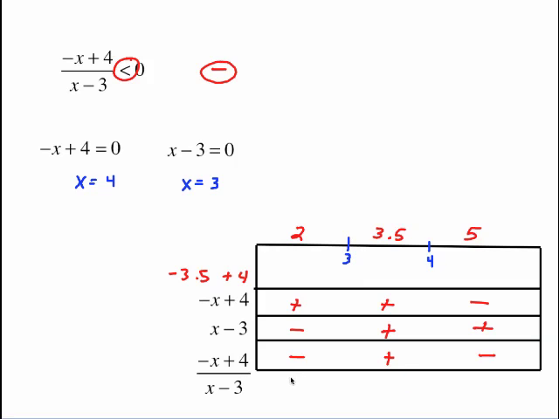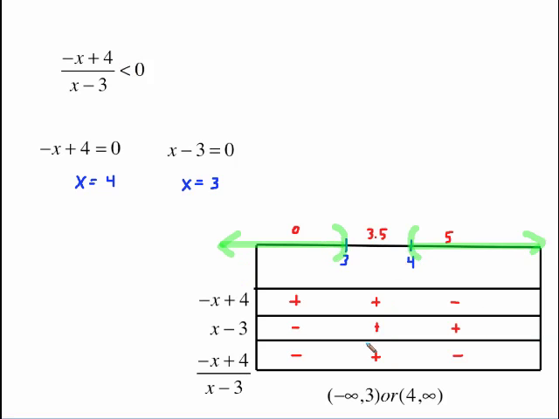We are looking for where the bottom row has negatives, which is in this region, and this region over here. Decide on your symbols based on that. That was a plain old less. That means we're going to use the curved parentheses. And the interval notation that goes with that is from negative infinity up to 3, and on the other side from 4 on down to positive infinity.